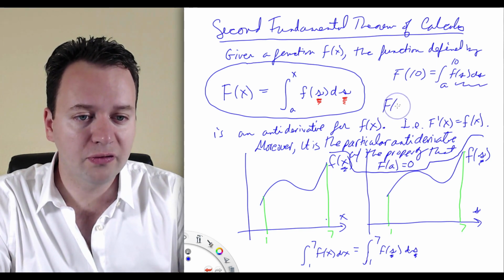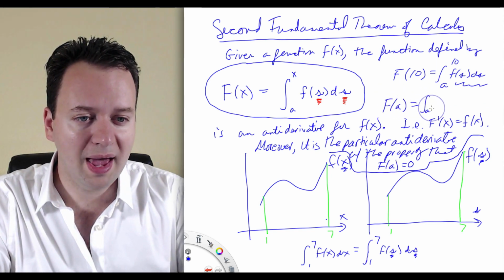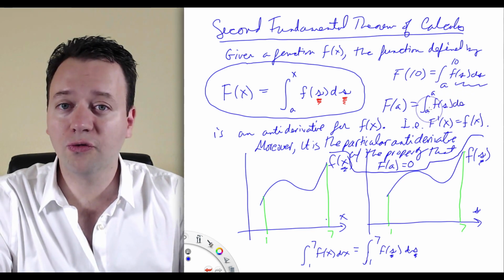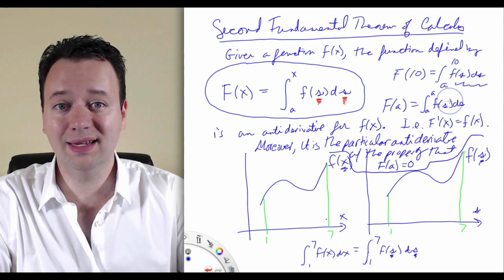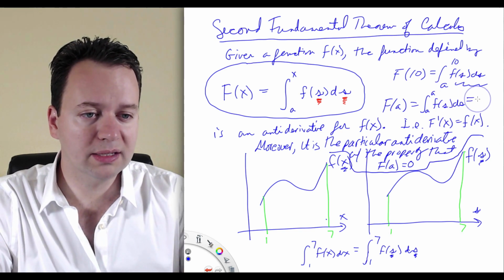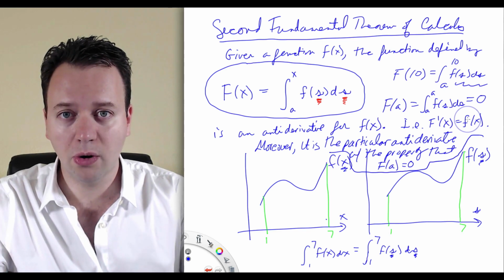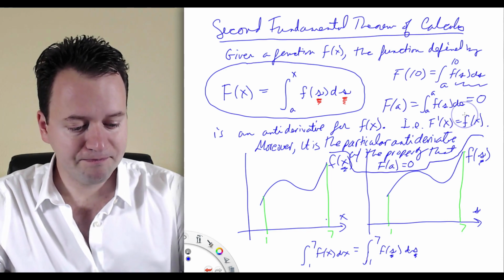Well, capital F of a is going to be the integral from a to a of f of s ds. Well, the integral from a to a of f of s ds is equal to 0. So it's basically the particular antiderivative that starts off with a value of 0 when x is equal to a.